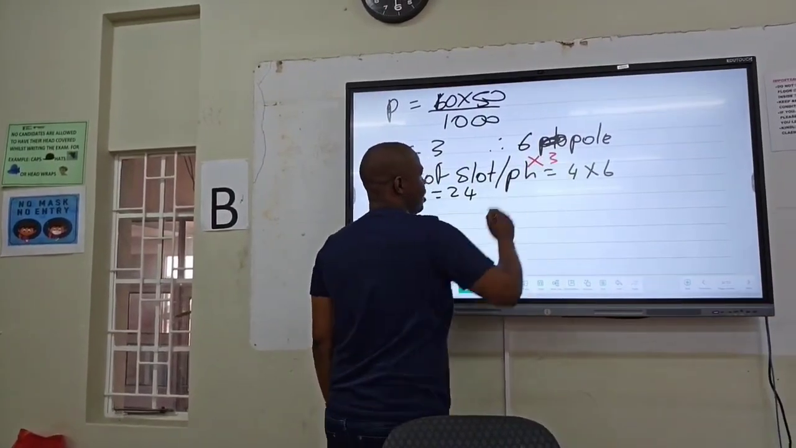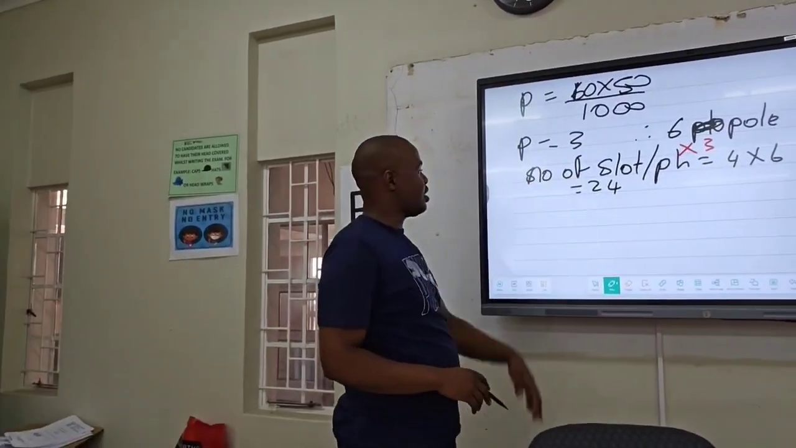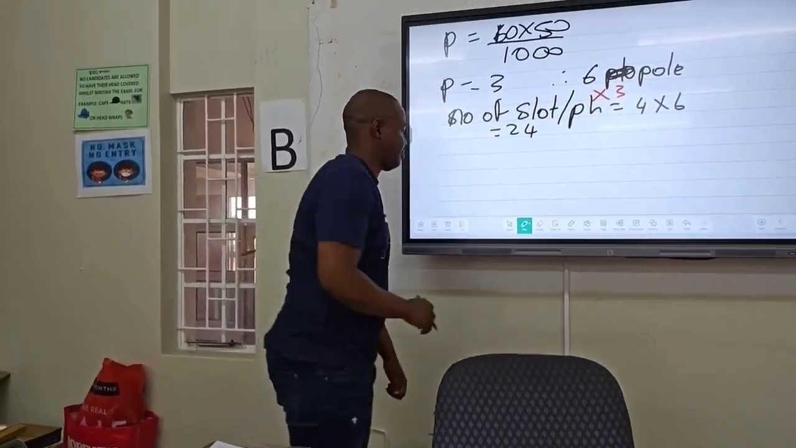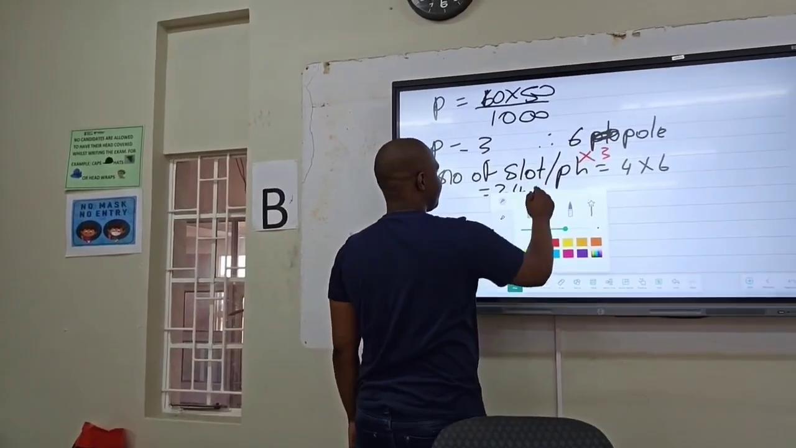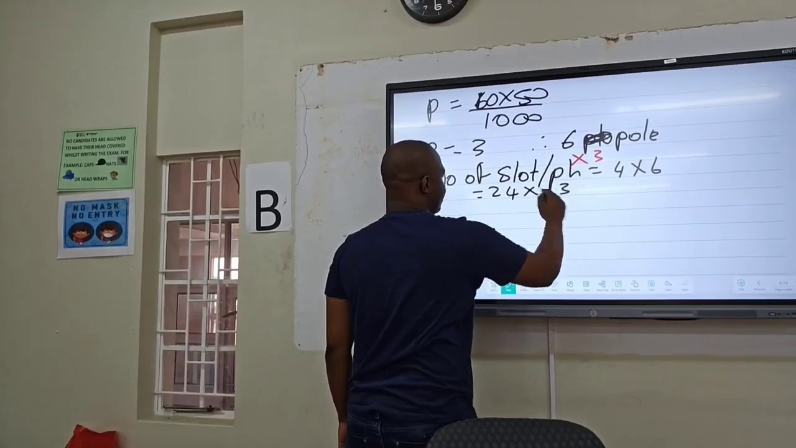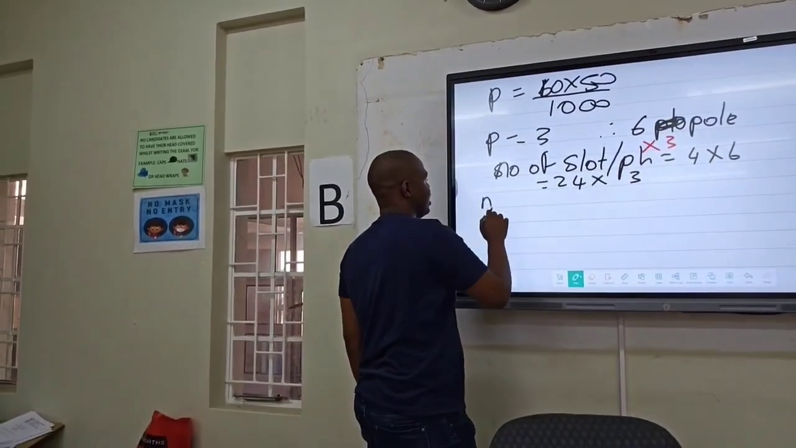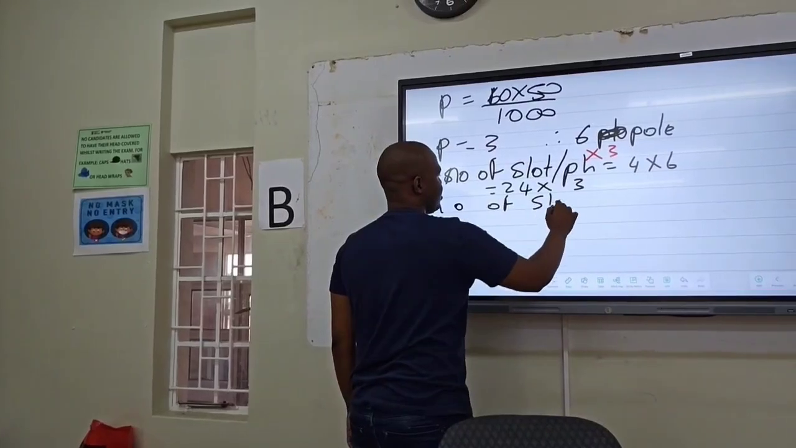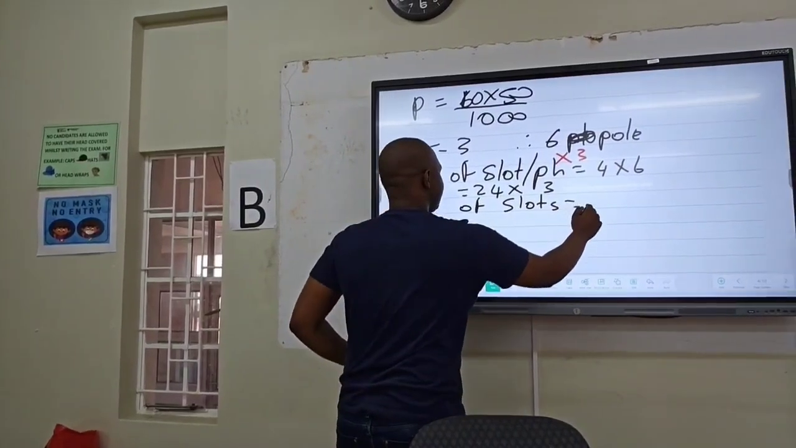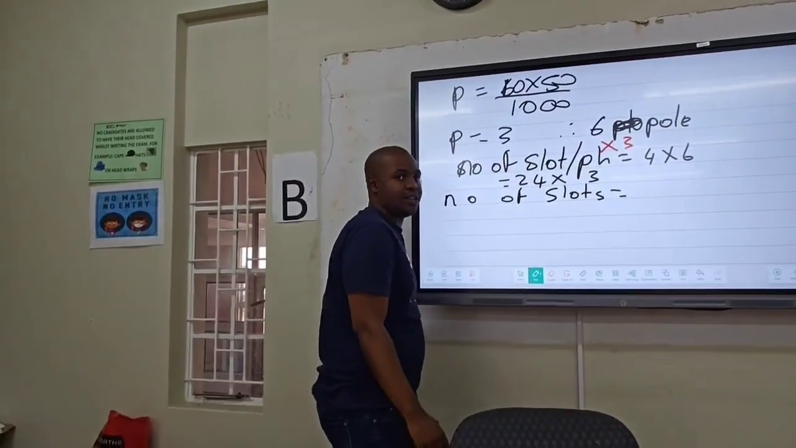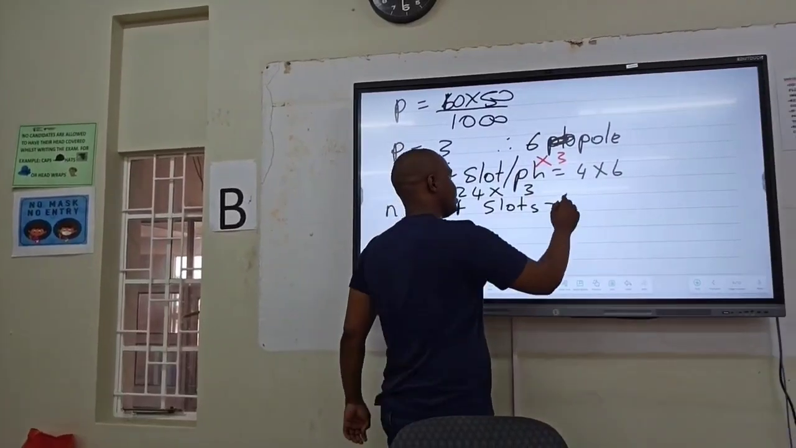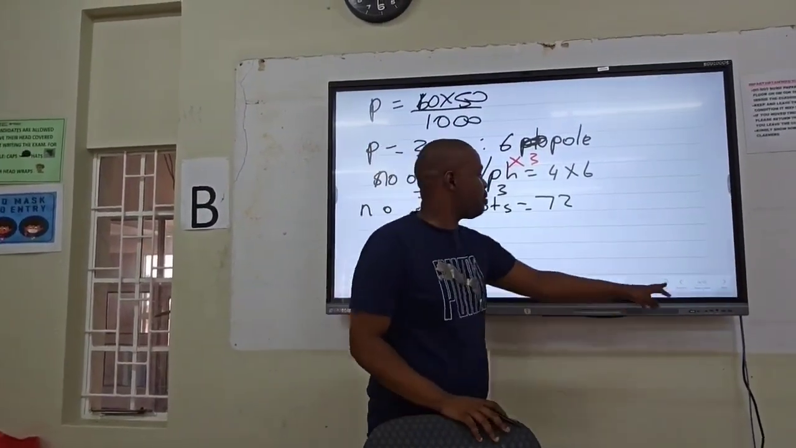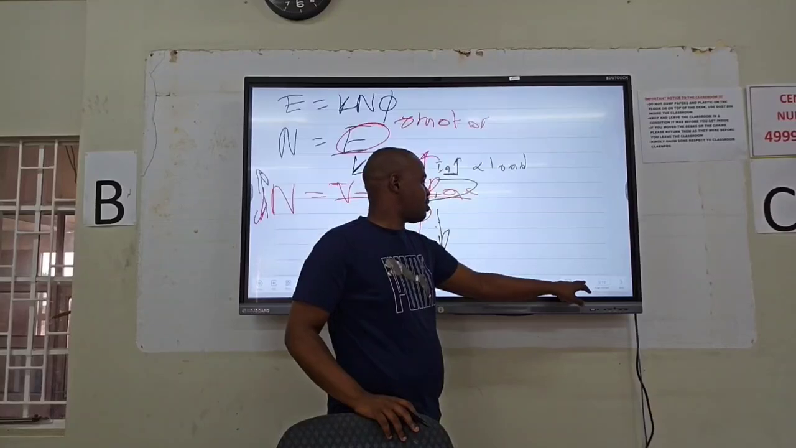So how many phases do we have? We are dealing with a 3-phase question. So there are 3 phases. Then I'm going to get the total number of slots, so 72 total slots.